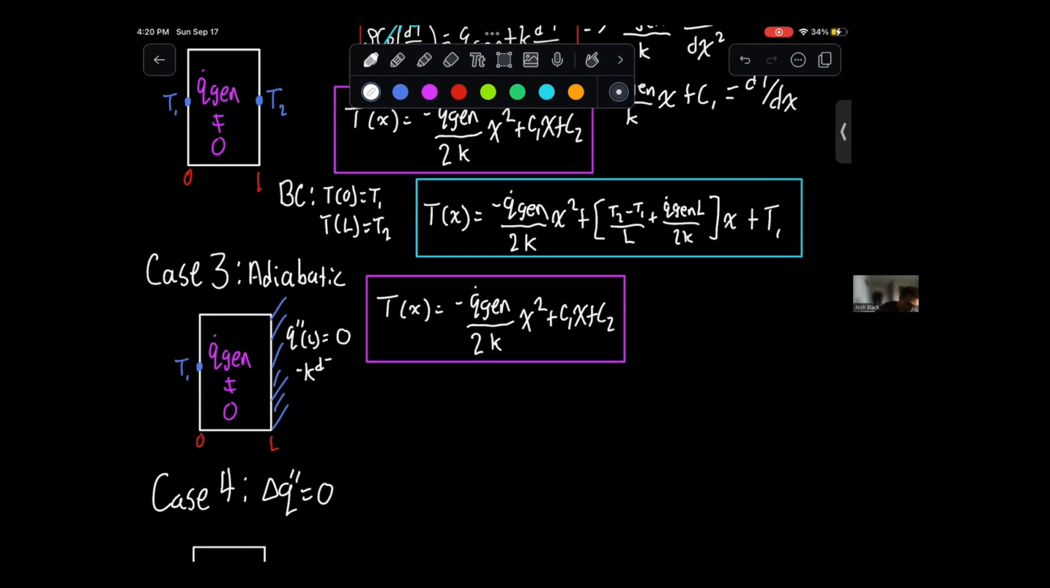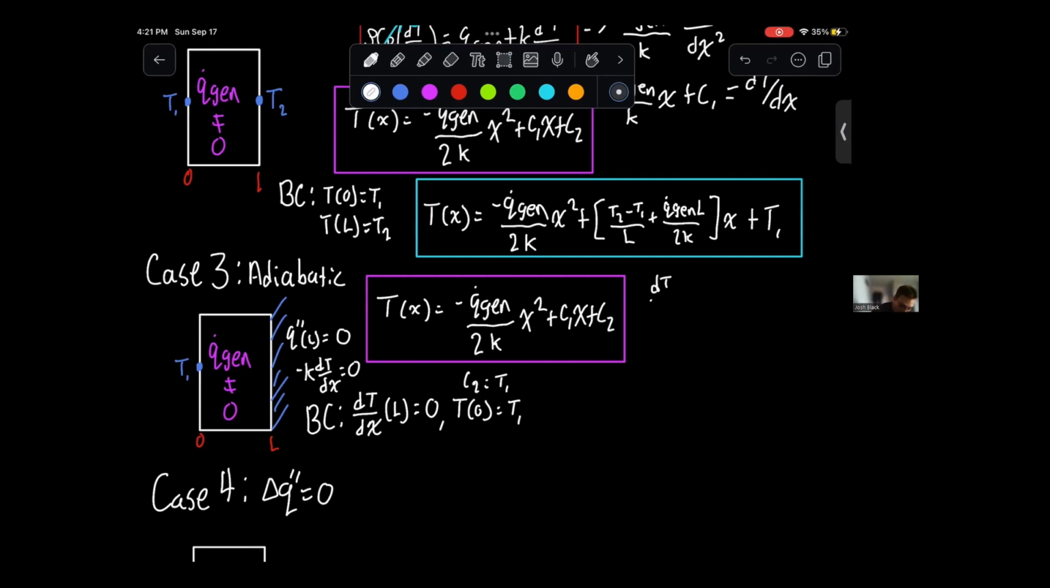This means negative K dT by dx is also equal to 0. In simpler terms, we can say one of our boundary conditions is that dT by dx at L is equal to 0. We're given T1, that's great. That means at x equal to 0, we have T1. Nice. Now we know that C2 is equal to T1. But how are we going to use the second boundary condition? We're told that dT by dx at L is equal to 0.